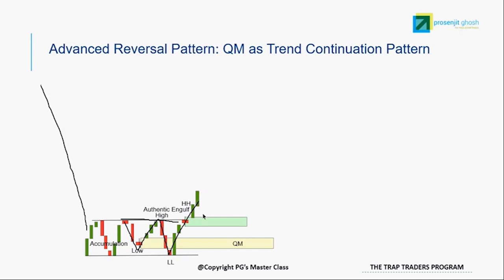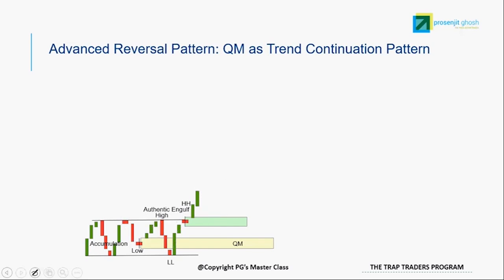Okay, so in this case, the resistance has been taken out, and once the resistance has been taken out after a fall, that itself tells you that price wants to go down because in a downtrend, resistance never fails. Okay, it's the support which fails. So once the resistance fails and the QM forms, it tells you that the trend is going to change and shift. Okay.